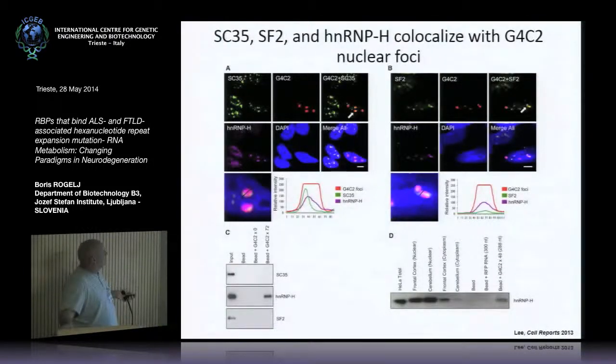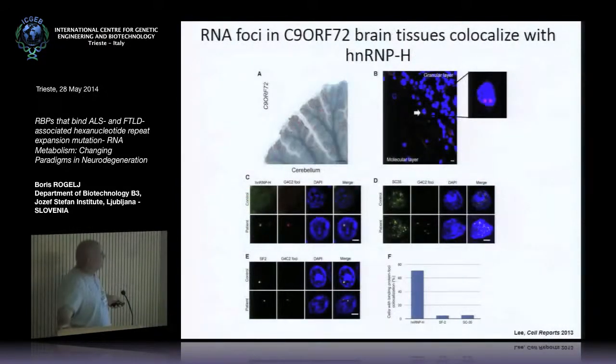This is data from our paper where we show that in the screening, SC35, SF2, and hnRNP-H co-localize with the foci, and the strongest in terms of co-localization is hnRNP-H. We have done RNA pull-downs independently, in Chris Shaw's lab and in my lab, and we have shown that in the pull-downs only hnRNP-H comes out and not SC35 and SF2. So they could have been a false positive out of the screen.